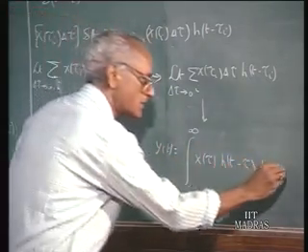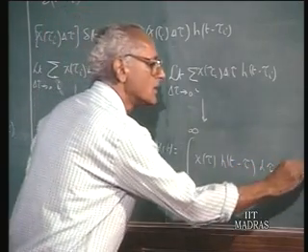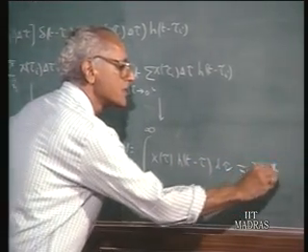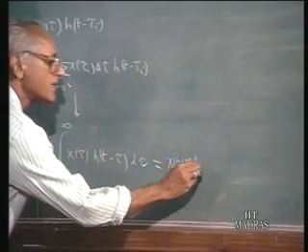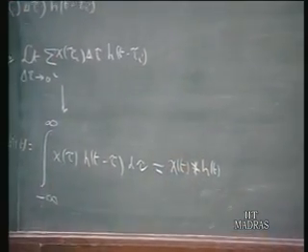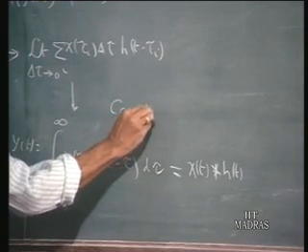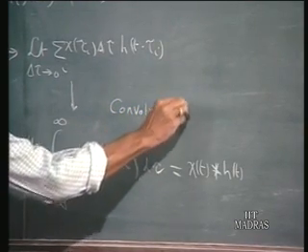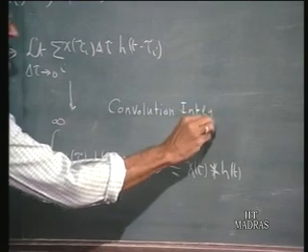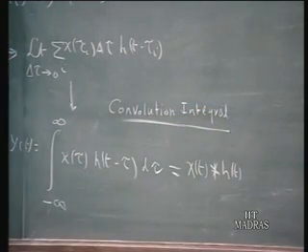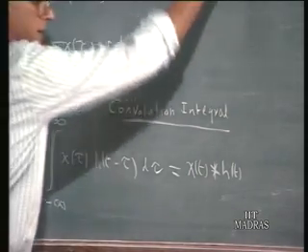And this particular type of formulation is usually represented as y of t equals x of t star h of t. This is referred to as the convolution integral. So if you convolve two functions of time, x of t and h of t, the meaning is this particular integration, x tau h of t minus tau d tau. So let me rewrite this.